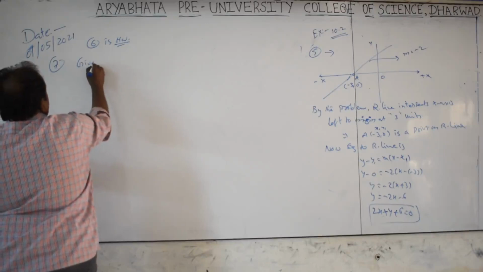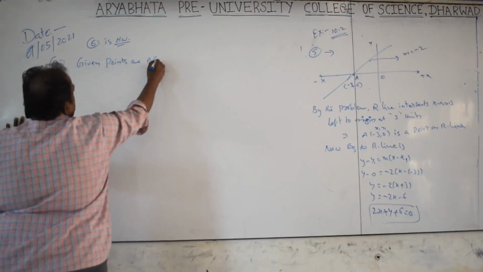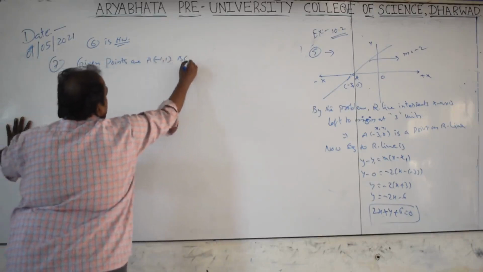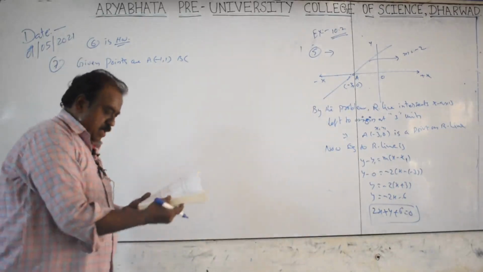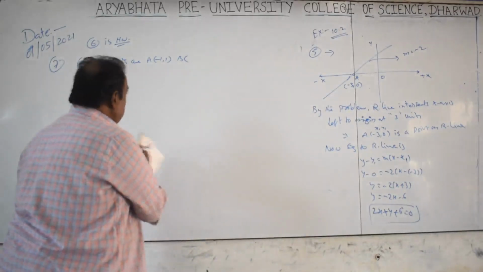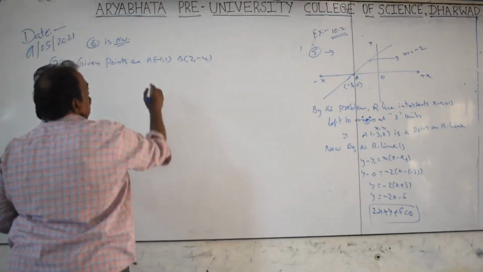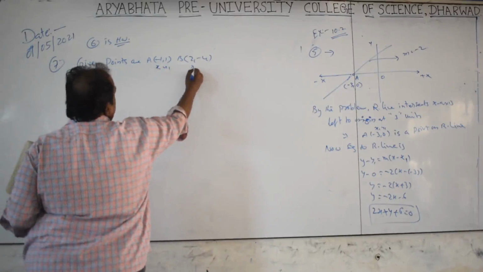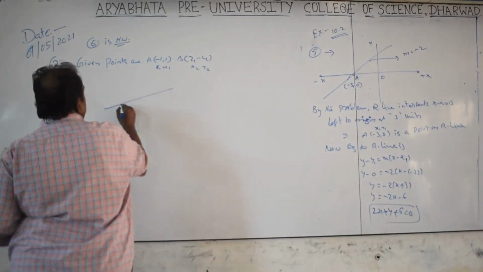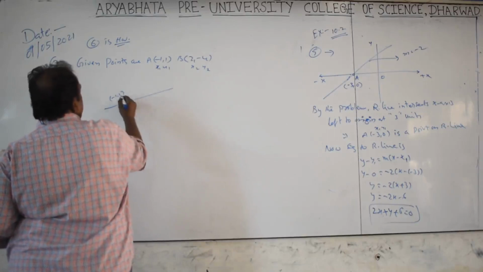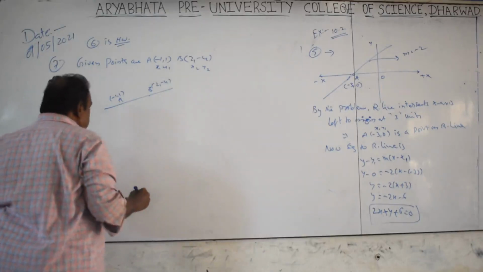Given points. What are the given points? A is minus 1 comma 1, and B is 2 comma minus 4. It is x1 y1, and x2 y2. Two points are there, which means a line is passing through two points. Then what is the equation in two-point form?